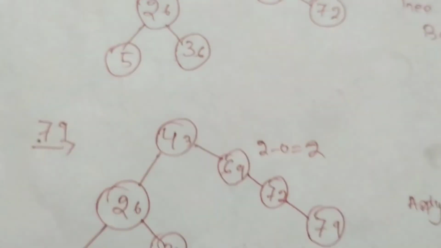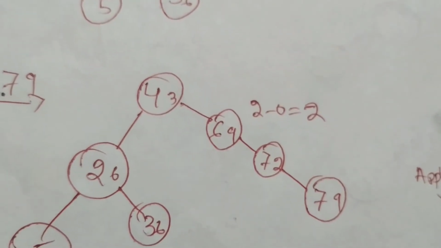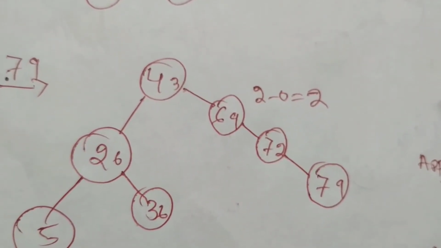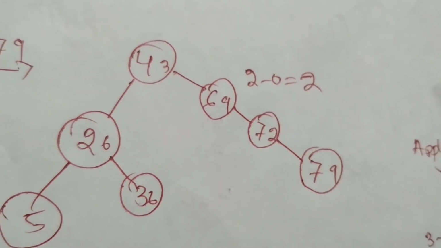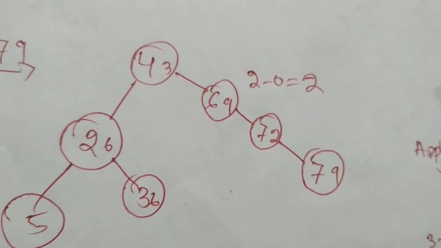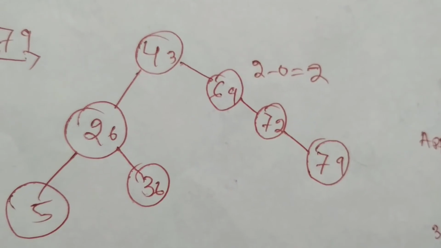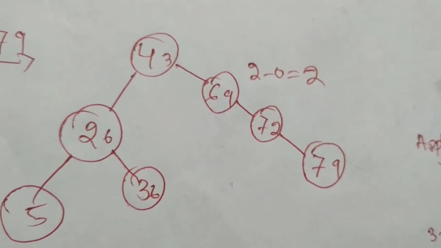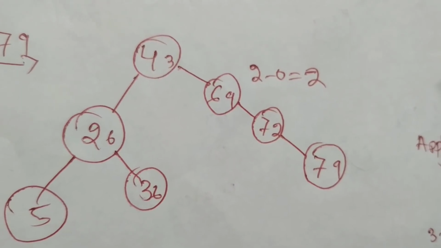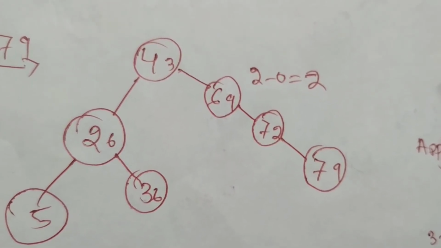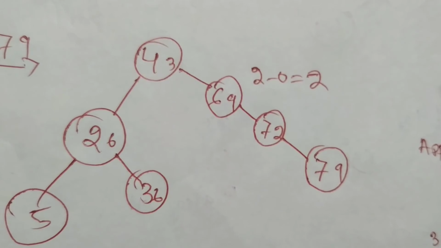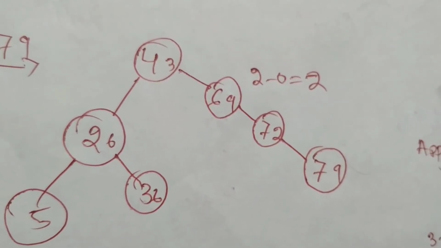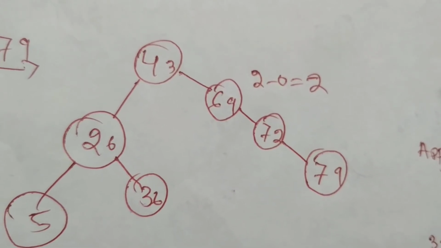Okay. So now 79 is inserted. First it's compared with 43. Then it comes to the right side. Then it will be inserted at the right subtree of 72. Here there is also a problem. Why? Because 69 has 2 right children, 72 and 79, but it has no left child. So 2 minus 0, right subtree minus left subtree, the balance factor here is 2. So we have to rotate again.